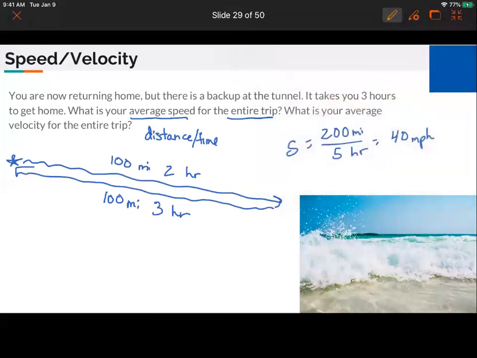Now, your average velocity is your displacement divided by time. So if you start here and you finish here, your displacement is 0. So your average velocity is 0.